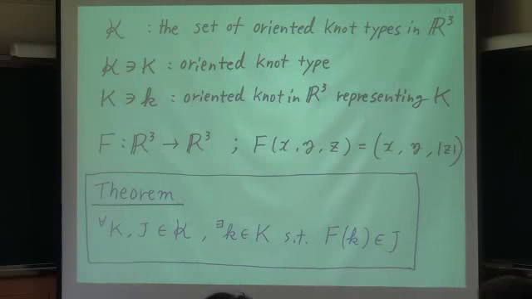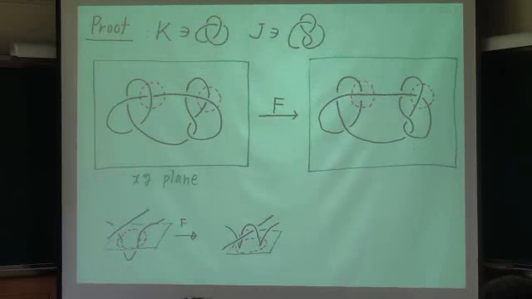Okay, so the following is the proof. The proof is in some sense very simple. So this is proof by example. So for example, take K to be the right-handed trefoil knot type, and take J to be the figure-eight knot type, and simply take a diagram that is a connected sum of these two knots.